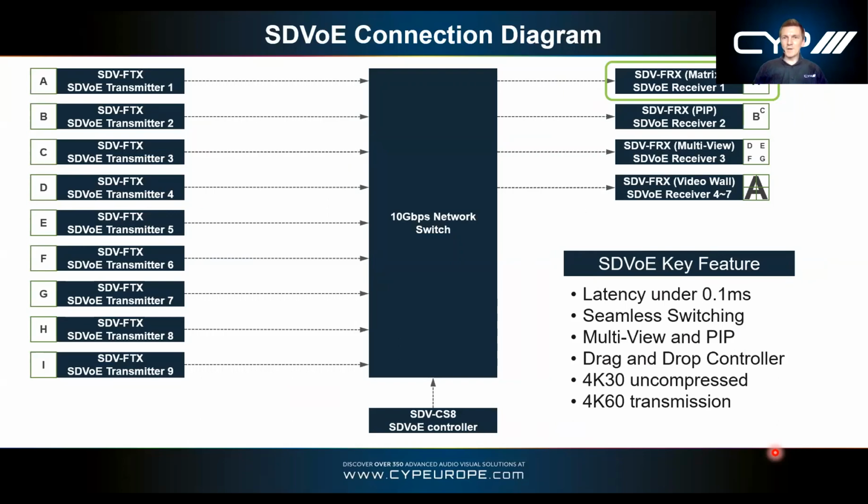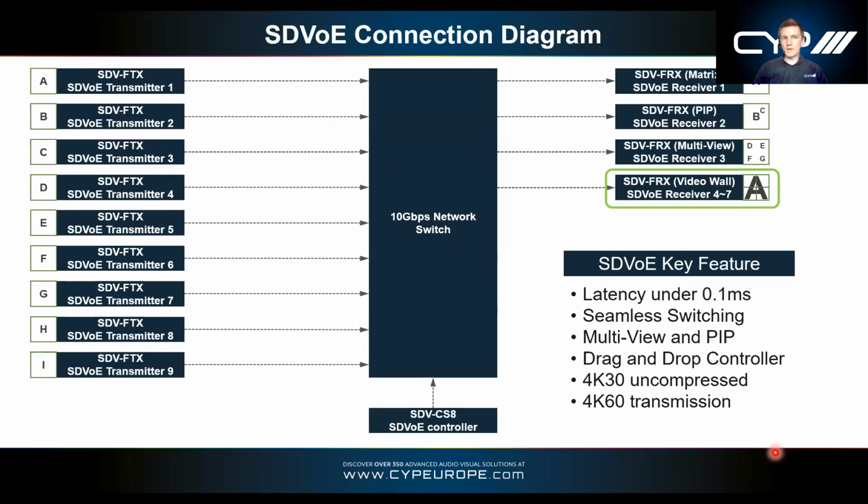But you've got one of those receivers that is running as a standard single screen, just showing one display. You've then got a second unit showing picture-in-picture. So one of those receivers is showing two different transmitters on one receiver, so a picture-in-picture configuration. You've then got another receiver that is actually showing multi-view, so that's showing 4 transmitters in one receiver. And then you've got a set of 4 receivers showing a video wall configuration.